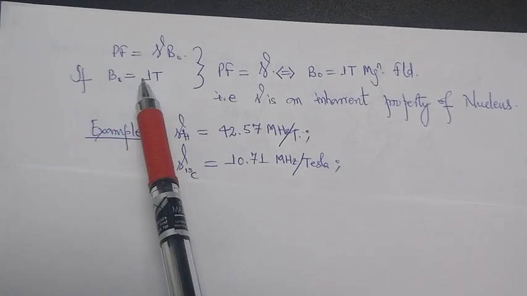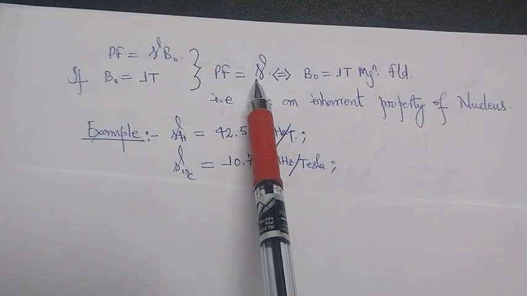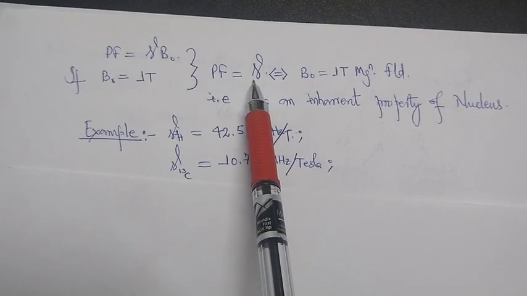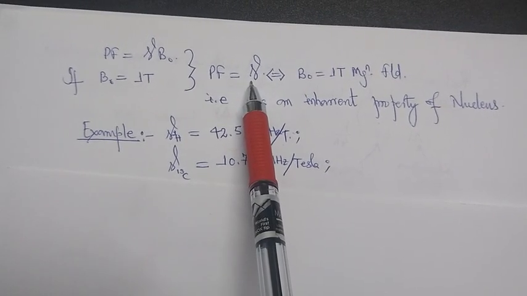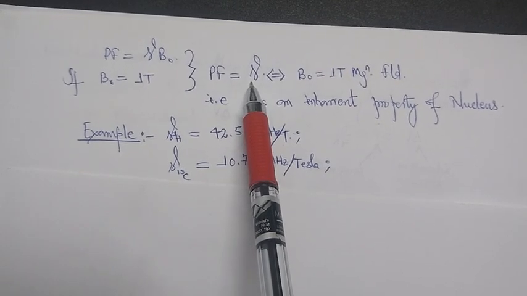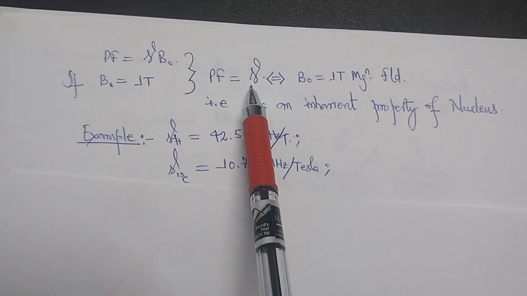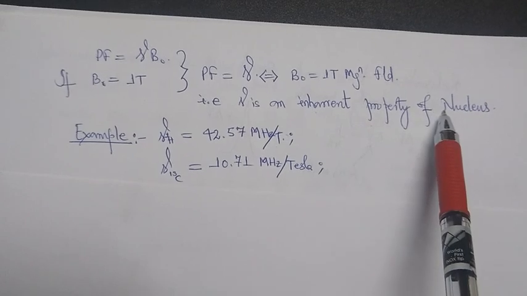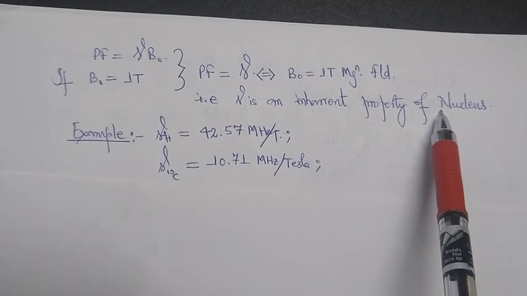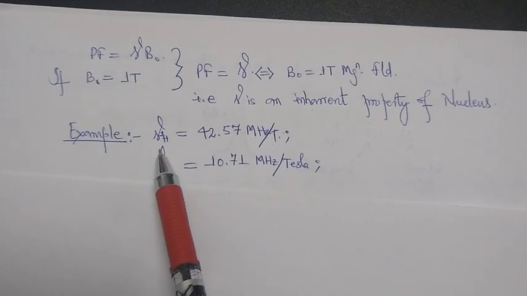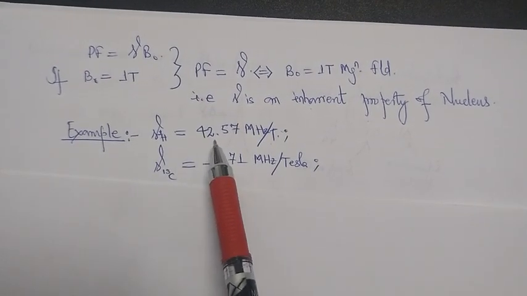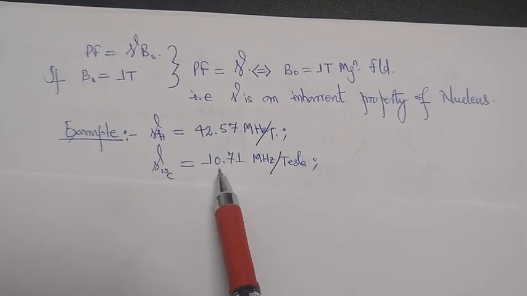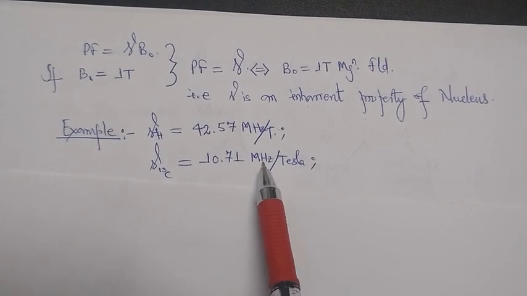When we put B naught equal to 1 Tesla, then the precessional frequency will be equal to the gyromagnetic ratio. So at a constant magnetic field of 1 Tesla, the precessional frequency will be equal to the gyromagnetic ratio of the nucleus. That is, the gyromagnetic ratio gamma is an inherent property of the nucleus. We can understand this more by taking an example: the gyromagnetic ratio of hydrogen is 42.57 MHz per Tesla. The gyromagnetic ratio of 13C is 10.71 MHz per Tesla.